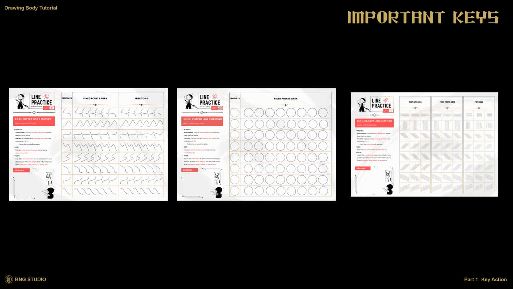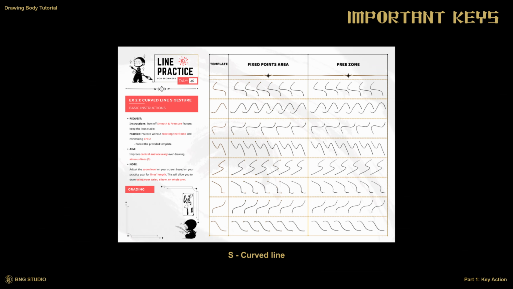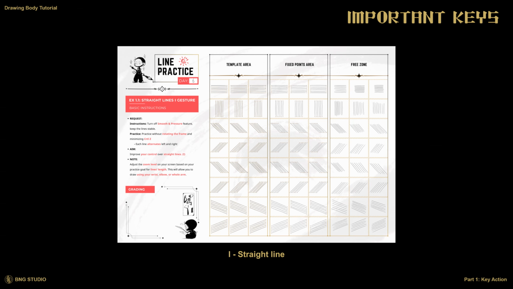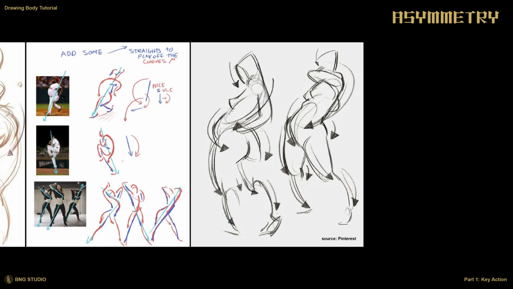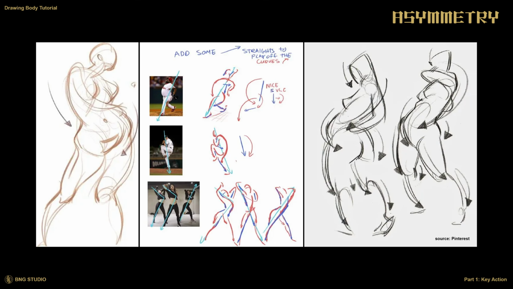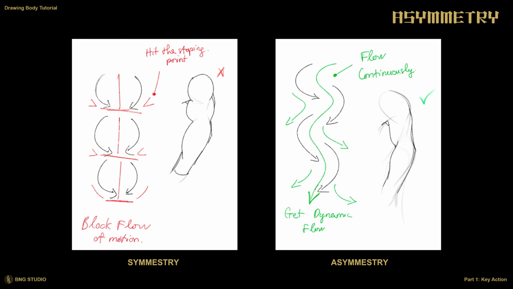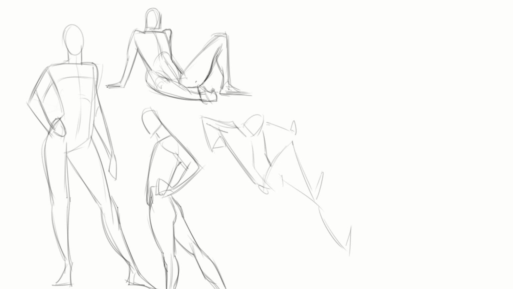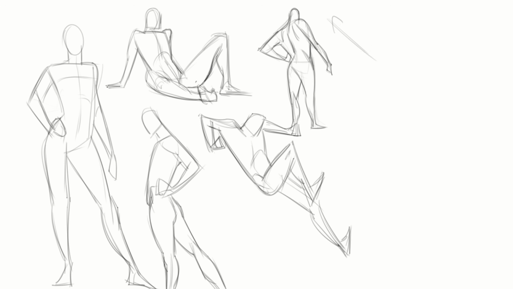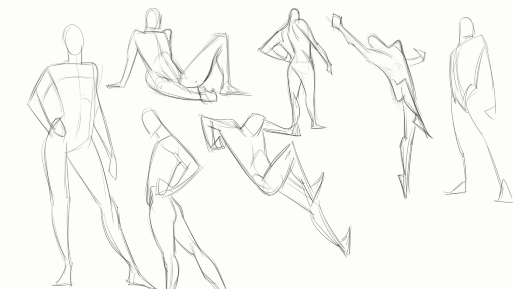Analysis of important keys in gesture. Line rule SCIs: S curved line, C curved line, and I straight lines. Rule of asymmetry. This rule is based on the flow of water. The lines crisscross each other to create an infinite flow. Not stopping there, if you apply them to sketch, the object or thing to draw will be expressed in a more dynamic, interesting, and liberal way.